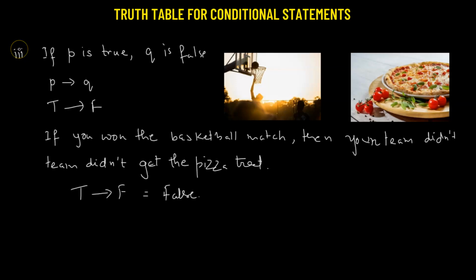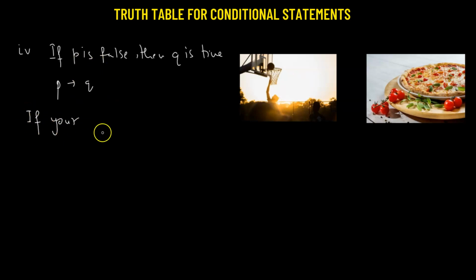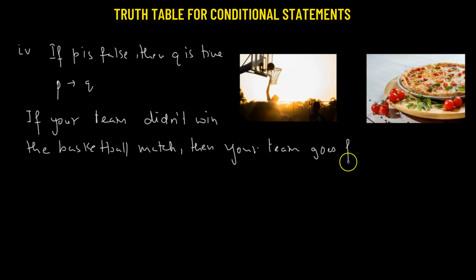And let's go to the final scenario. P is false and Q is true. What will be the truth value of this particular conditional statement? We can write the compound statement as: since P is false, if your team didn't win the basketball match, then your team goes for a pizza treat. If we think about it, nothing was mentioned about what happens if you didn't win the match. The only condition is: if you win the match, then you go for a pizza treat. Nothing was mentioned about what if you didn't win the match and you still went for a pizza treat. So this is fine. In this case, when P is false and Q is true, this is going to be considered a true truth value.